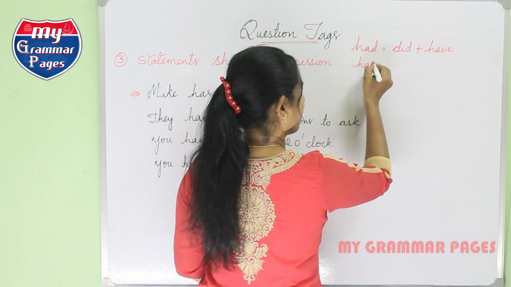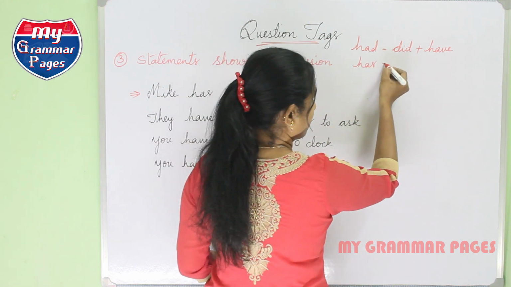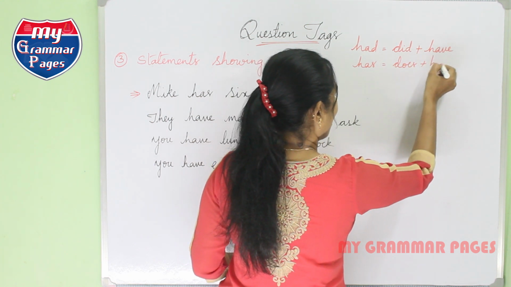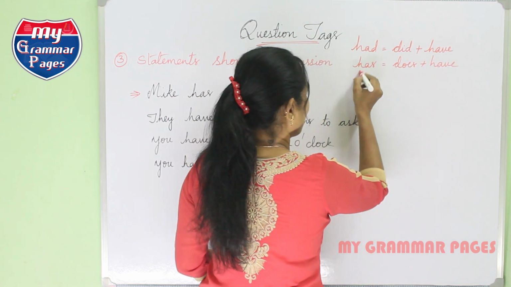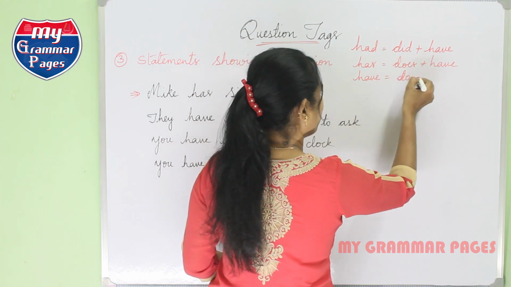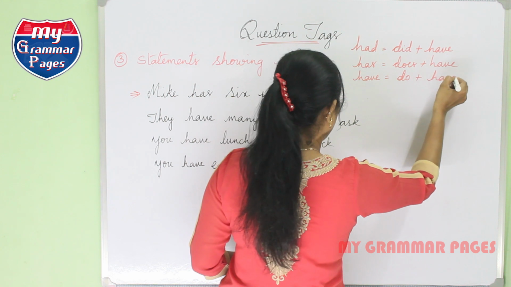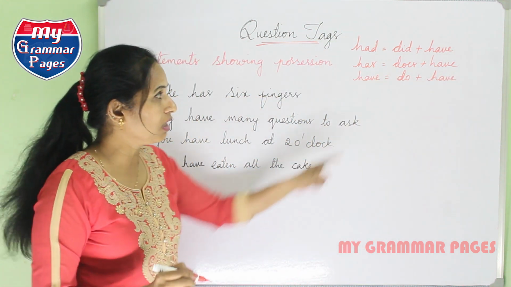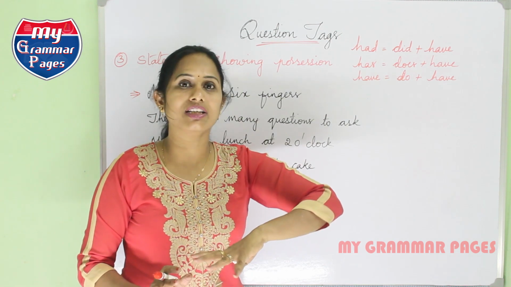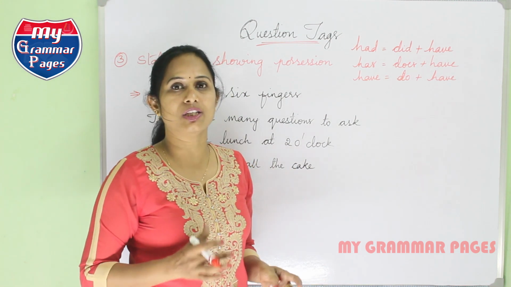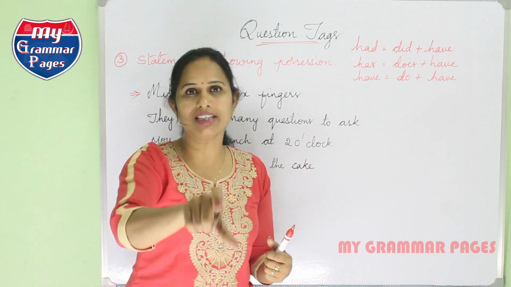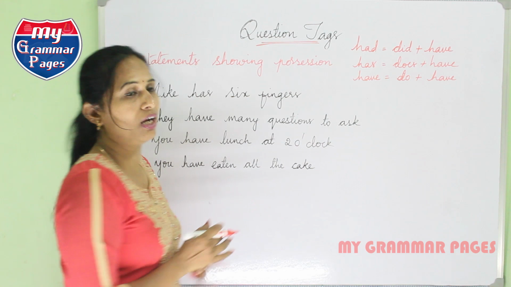Suppose it is the present form, you need to take does plus have, where have will not change. Suppose it is a root word, you are going to take do plus have. Anyhow, in whatever situation it might be, we are trying to pull out only the auxiliary verbs. Without an auxiliary verb, a question tag cannot be formed. That's why, however the sentence is given, we will try to split it and get an auxiliary verb in order to form a question tag.